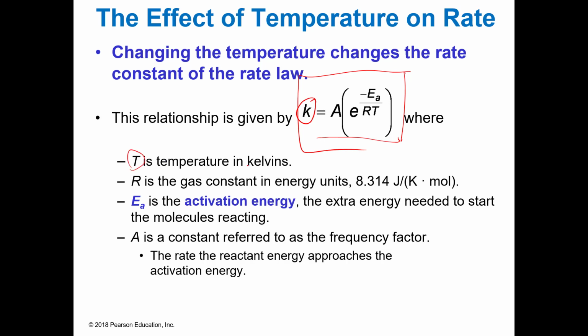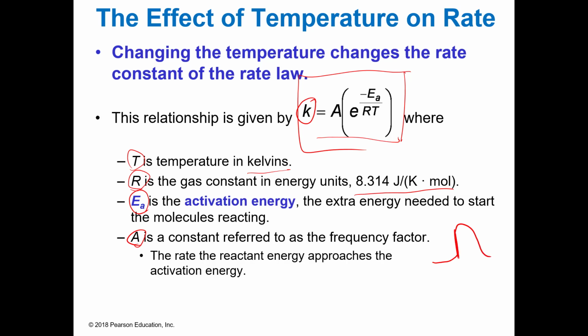T has always got to be in Kelvin, so don't forget that, just like in the gas laws. This time the gas constant we're using is the one for energy, so that's 8.314 joules per Kelvin mole. The E sub A is the activation energy. That's the energy required to start the reaction. And then A is a constant that's referred to as the frequency factor, and the rate that the reactant energy approaches the activation energy.